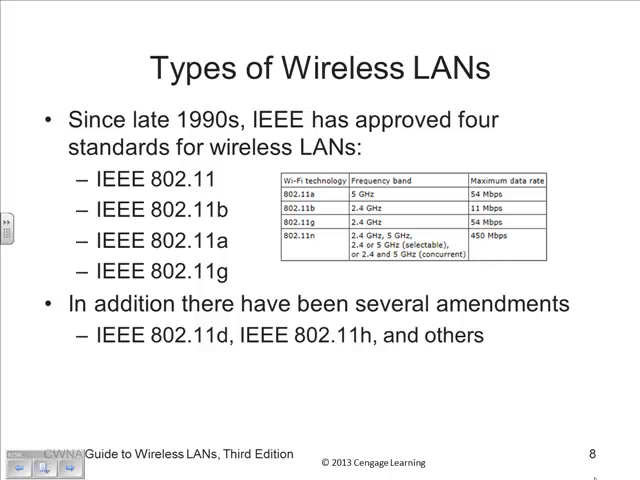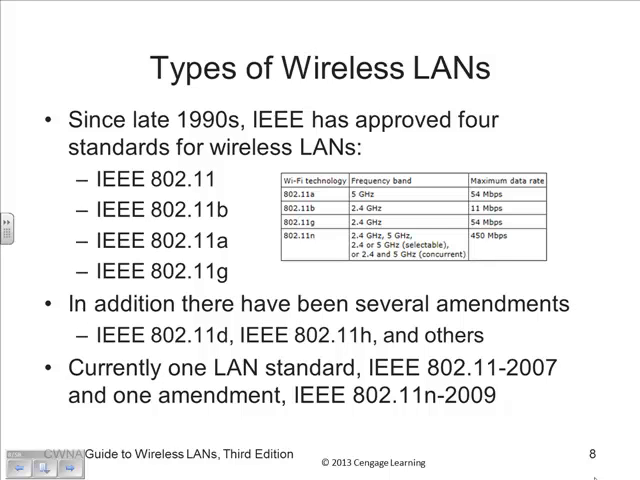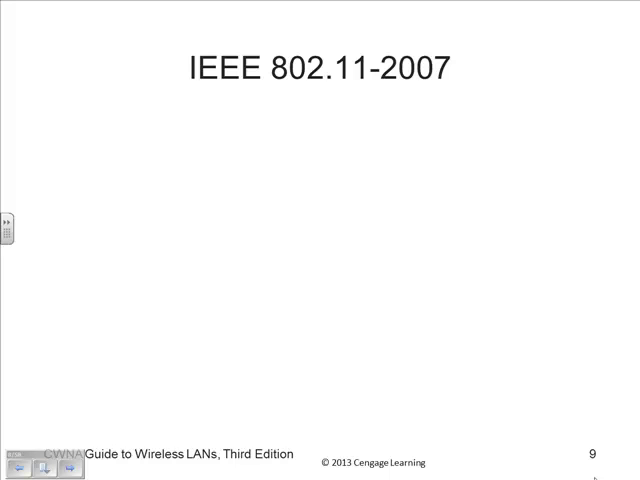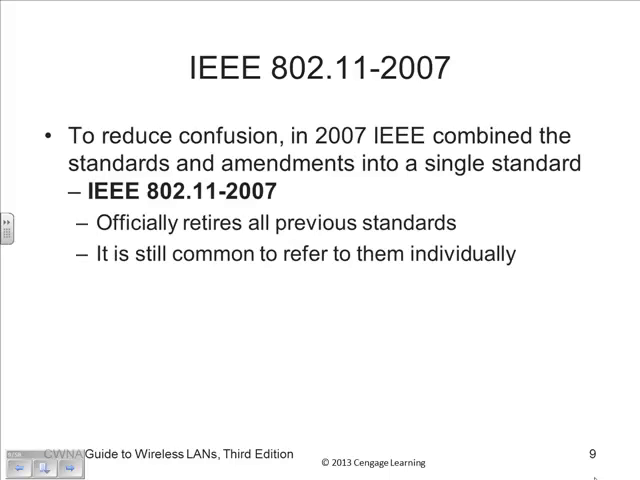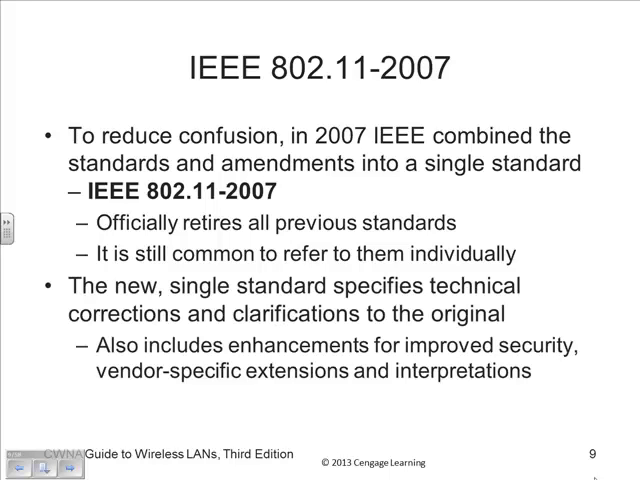Several amendments, the D, the H, and some others. Current standards 802.11, 2007, and one amendment, the 802.11n, 2009. If you go back, we have the amendments, the amendments to change the standard. So what they did in 2007 was take all of these recommended changes, all the amendments, and rewrote the entire standard so that you had a standard without the amendments. And then we've got the G amendment, which was adopted in 2009. Combined all the standards, officially retires all the previous standards, still refer to them individually, still common to refer to them individually. So they combined all of the changes into one document. And now since then we've had the one change to add the N standard to it.